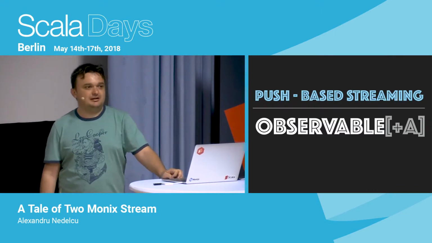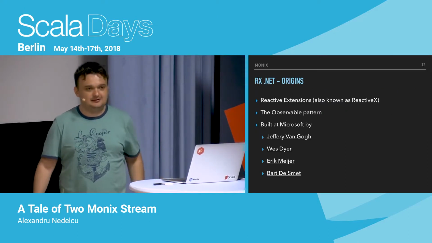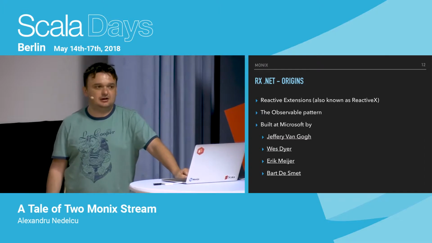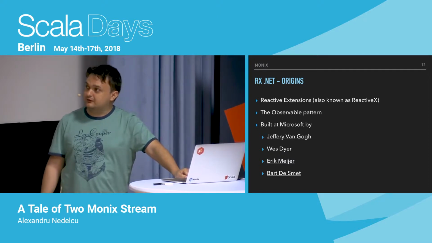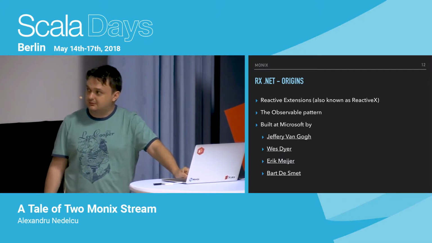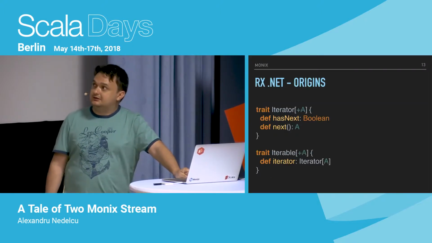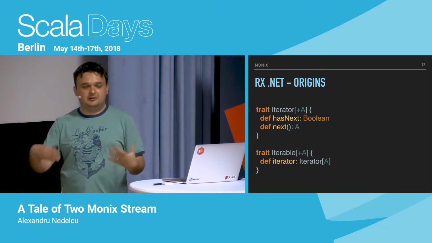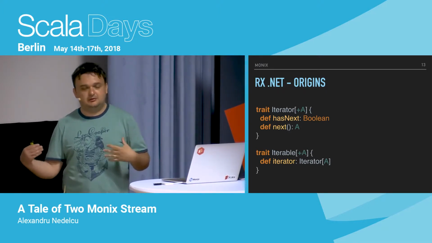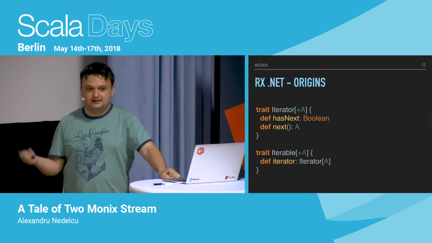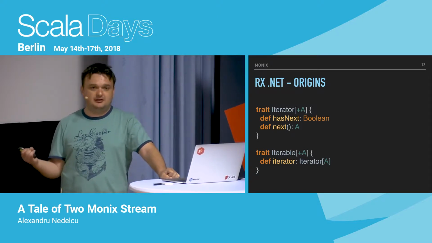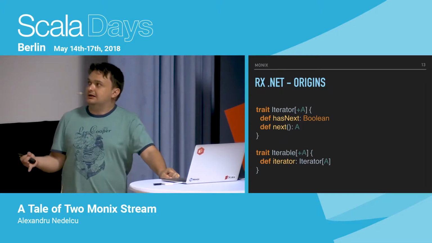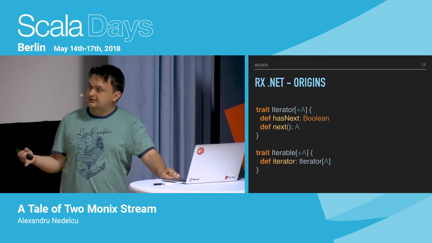So, push-based streaming, this is what Observable is about, and its origins are in ReactiveX, also called Reactive Extensions, and it was introduced by these fine folks working for Microsoft, out of which Erik Meijer has always been an inspiration. The basic idea is that starting from the basic Iterator and Iterable pattern, which has several problems, like it's synchronous. You cannot describe asynchronous processing with it. It doesn't close resources. And it has a pretty dirty protocol, let's say.